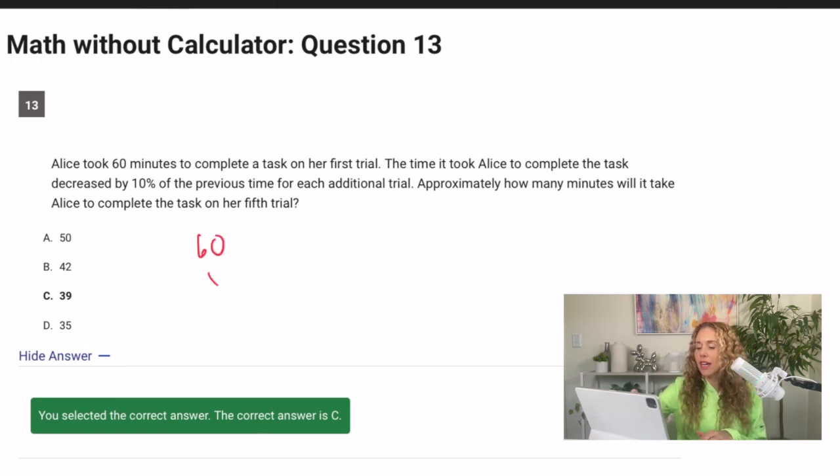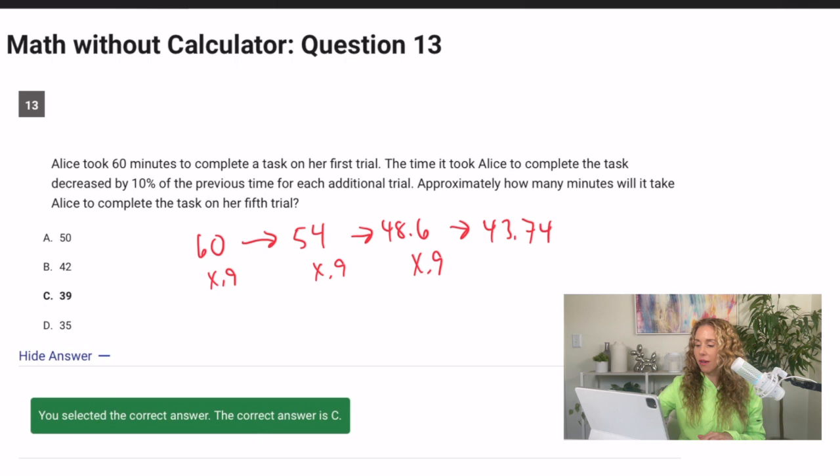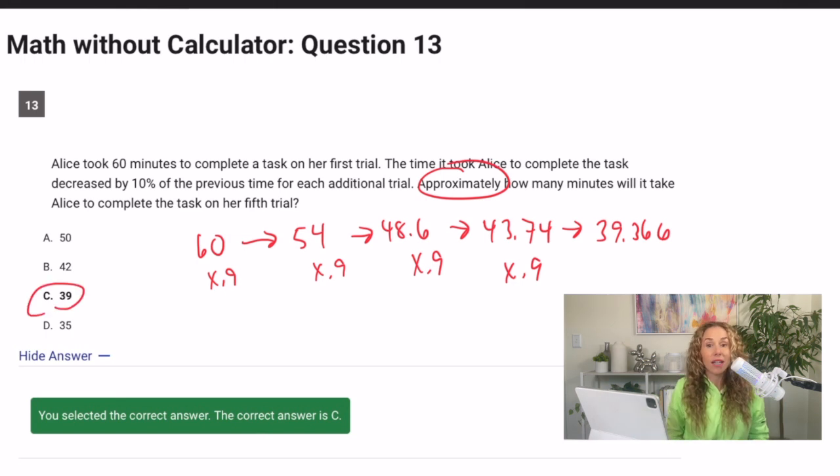We're going to basically take 10% off of 60 by multiplying it by 0.9. Because if I take 10% off, 90% is left. So I have 54. I'm going to multiply that by 0.9. So I have 48.6. I'm going to multiply that by 0.9. I have 43.74. I'm going to multiply that by 0.9. And I get 39.366. They said approximately, so I'll round that down to 39 and I'm done.